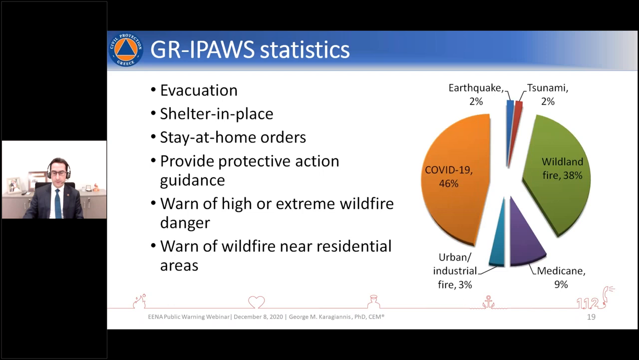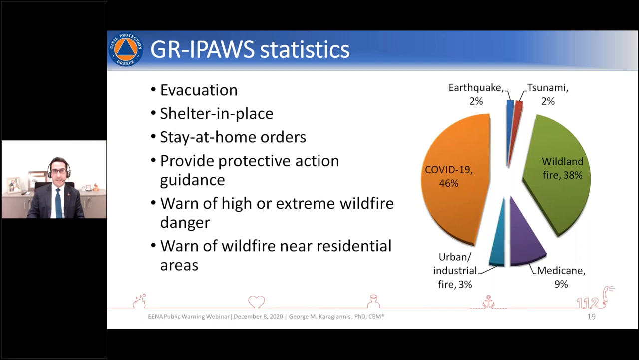The pie chart to the right of the slide shows the percentages of alerts that have been sent for different hazards. One can easily find out that COVID-19 and wildland fires put together account for the vast majority of GRIPAS alerts. That being said, we have sent alerts for earthquakes, tsunamis, urban and industrial fires, and surprisingly enough, medicanes.